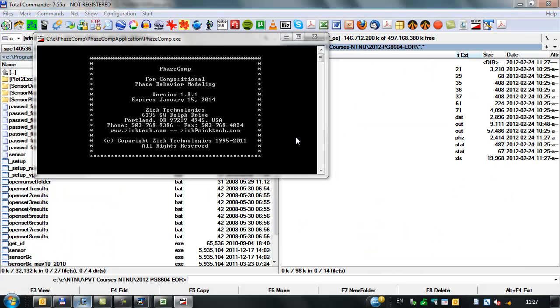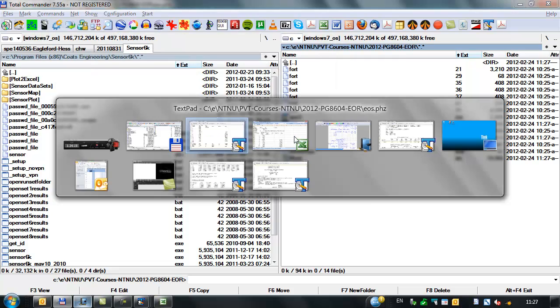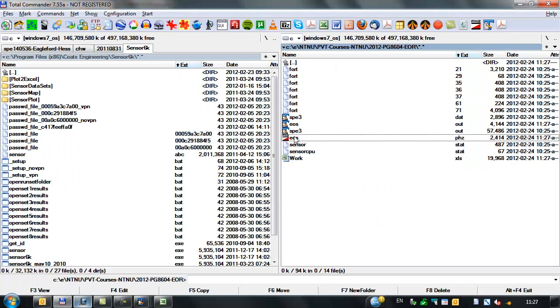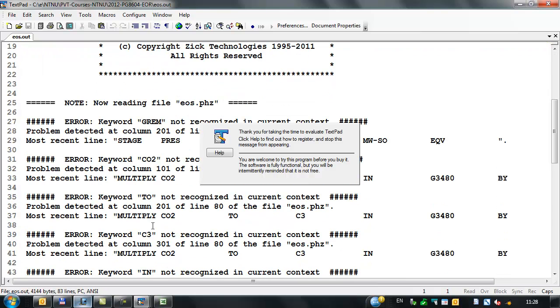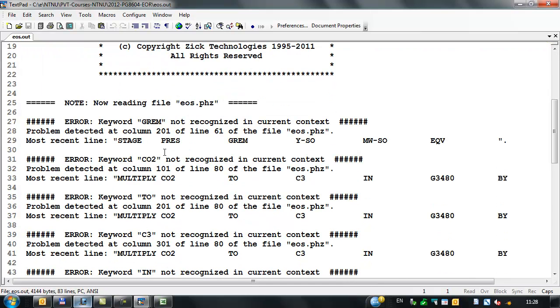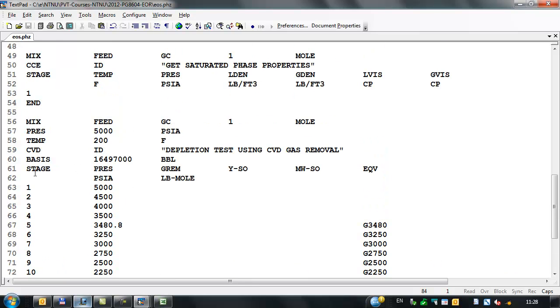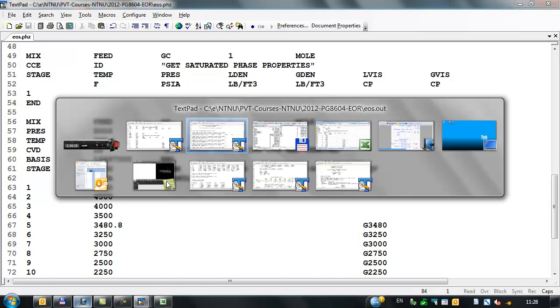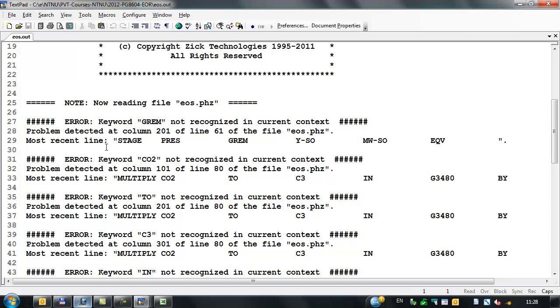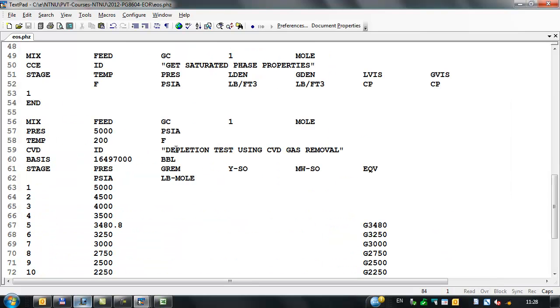Okay, let's try that. See what happens. Like something. Gas removed. CVD, basis, stage, pressure, gas removed. Gas removed.